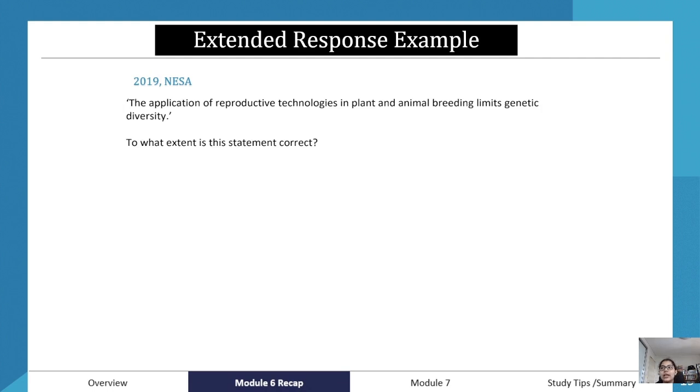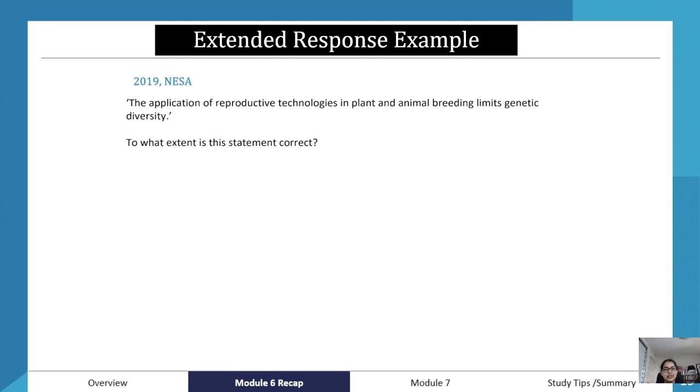So here I've got an example for us. We've gone through the content, and now let's have a go at adapting it to this specific question, which is from the 2019 paper: the application of reproductive technologies in plant and animal breeding limits genetic diversity. To what extent is this statement correct?